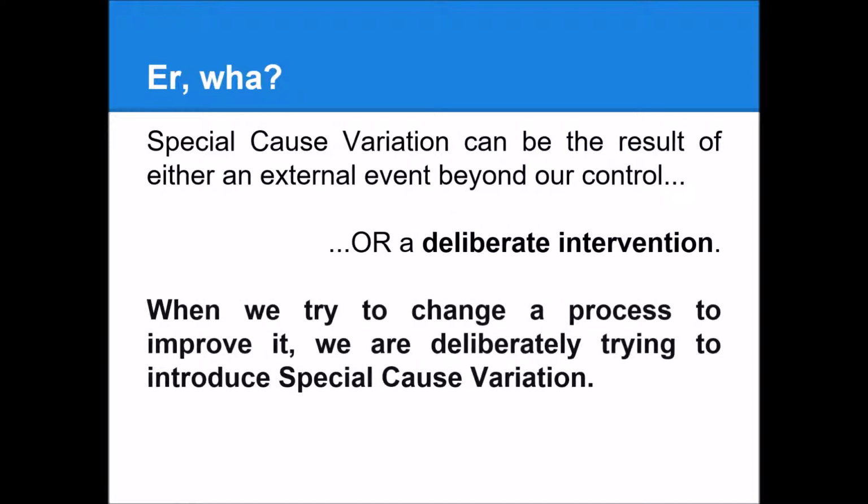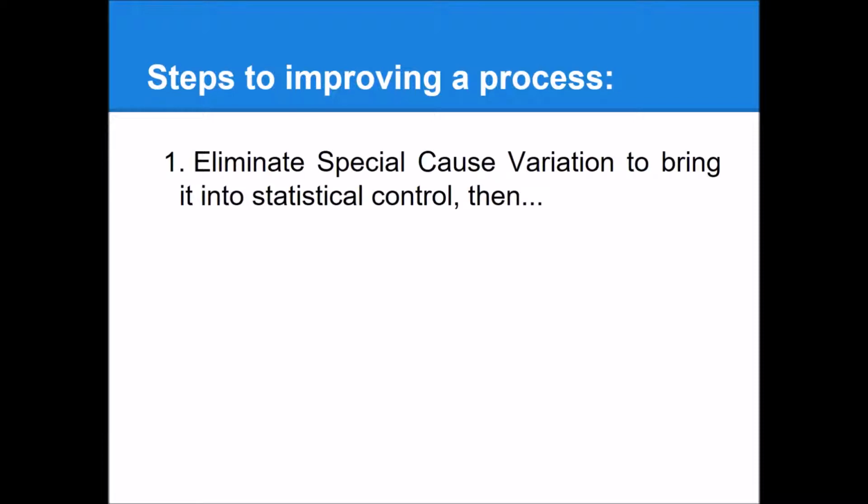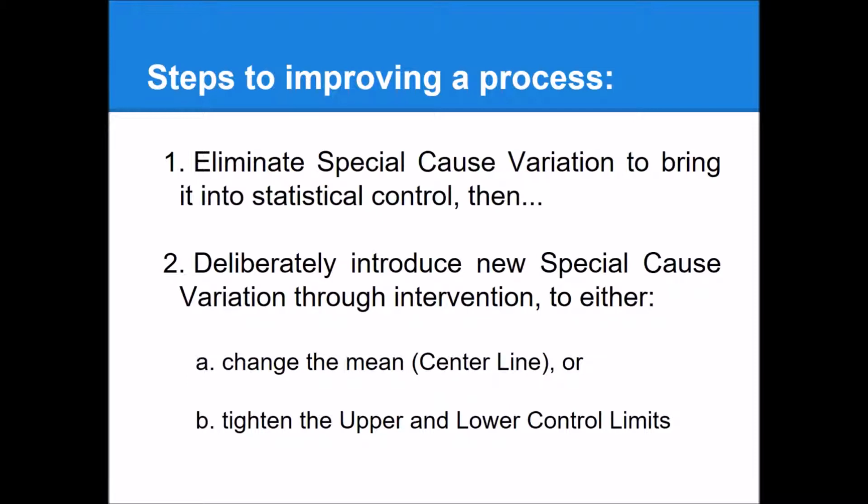When we try to change a process to improve it, we are deliberately trying to introduce some kind of special cause variation into the process and hoping to see a change in the data that violates one of the 8 rules we talked about. Hopefully this will make more sense after you see some examples, but the steps to improving a process using your control chart are to first eliminate special cause variation in order to bring your process into statistical control, and then, after you have a process in statistical control, to deliberately introduce new special cause variation through your interventions, one by one.